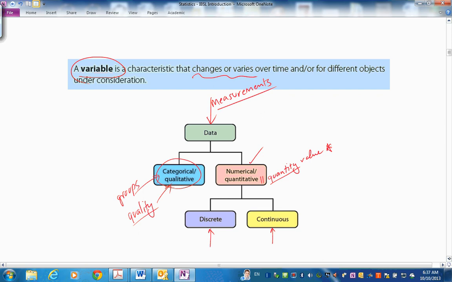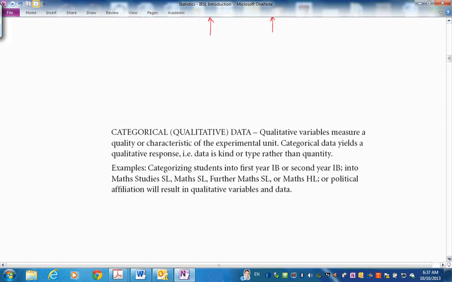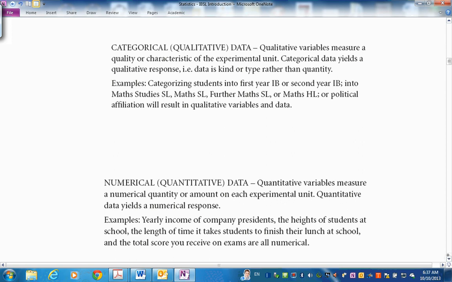Okay, let's do some more. We're almost at the exciting part. A bit more language here, but then we'll get on. Categorical or qualitative data measures a quality or characteristic of the experimental unit. These definitions now are coming from Pearson's. Categorical data yields a qualitative response. That is, it's a type rather than a quantity.